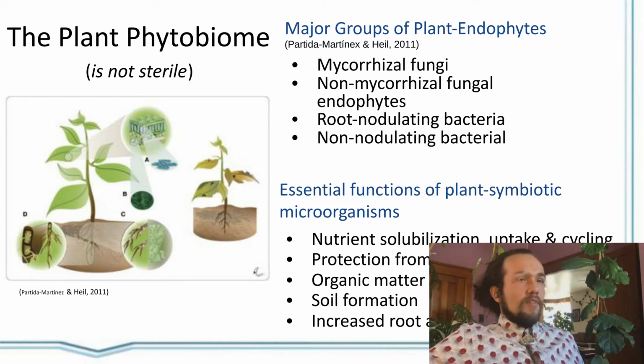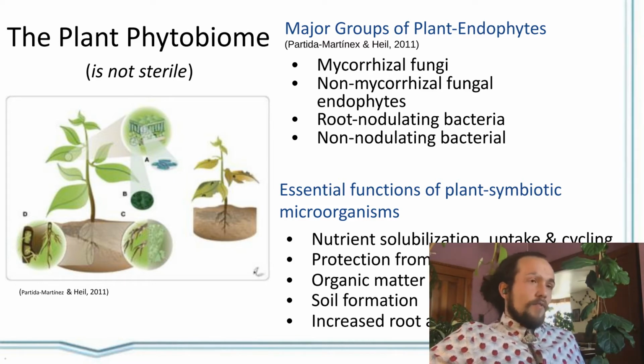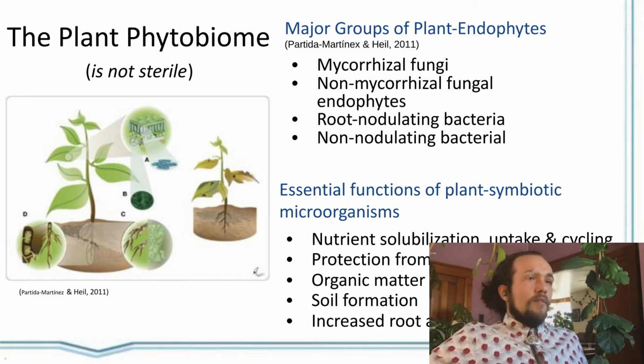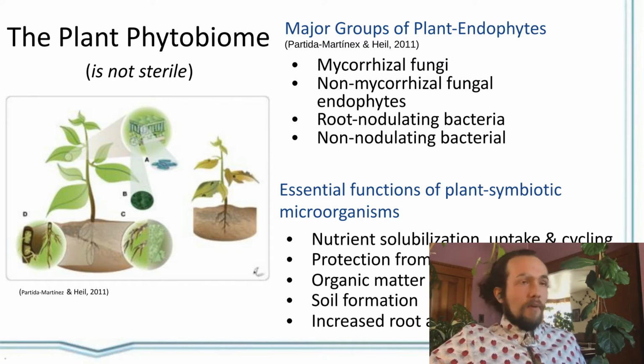Ectomycorrhizae typically form relationships with woody plants, whereas the arbuscular mycorrhizal fungi associate with non-woody plants, so flowering plants and ferns, things like that. The biggest difference in the context of this presentation is that the ectomycorrhizae live outside of the roots and kind of form like a shield, whereas the arbuscular mycorrhizae can enter root cells, also sometimes called endomycorrhizae. And pretty much all plant symbiotic fungi can help with phosphorus uptake, especially the mycorrhizae.